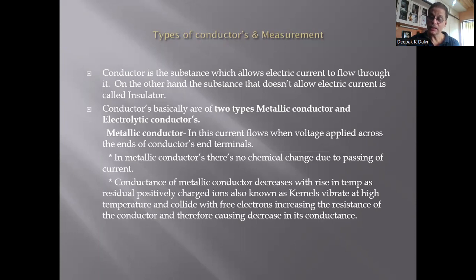Because of their collision with the free electrons, the resistance of the conductor increases. That is, the resistance of the metallic conductor increases. And due to the resistance increase, obviously the ability of the conductor to conduct the current will decrease. So this will decrease the conductance. Conductance means the ability to conduct. Decreasing the conductance means it will decrease the current carrying capacity of that metal conductor when there is a rise in temperature.